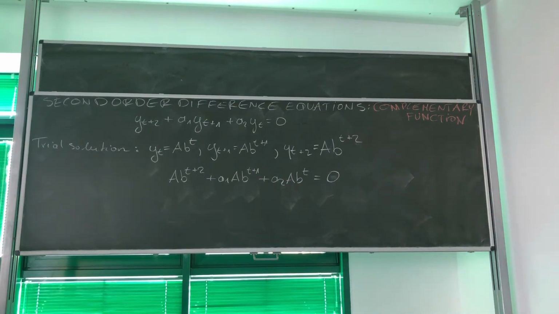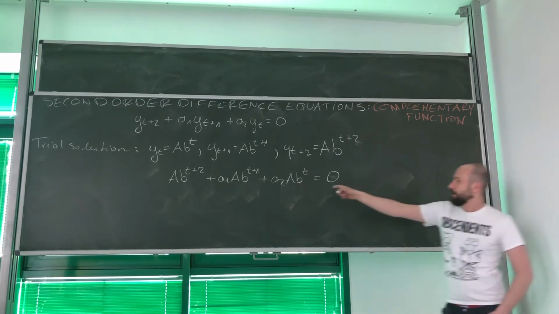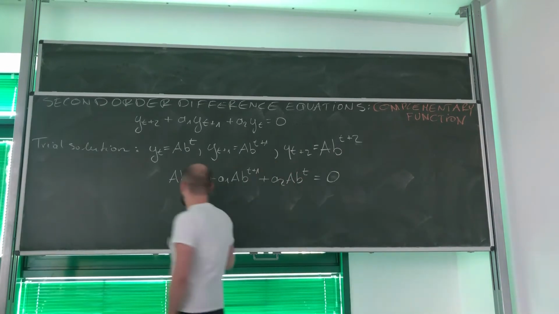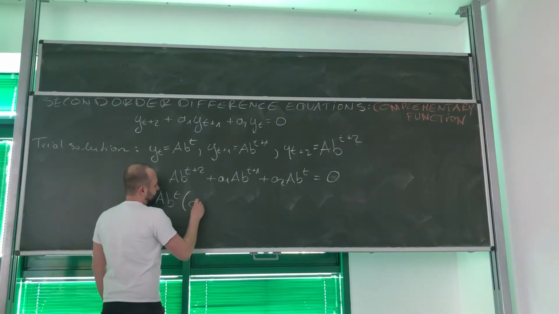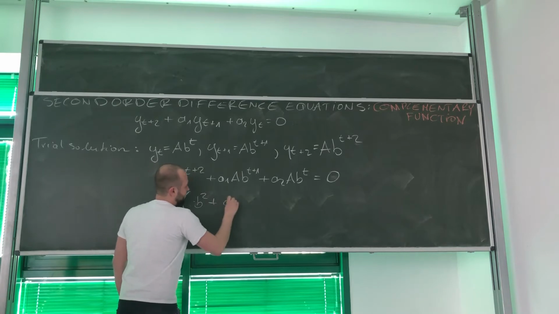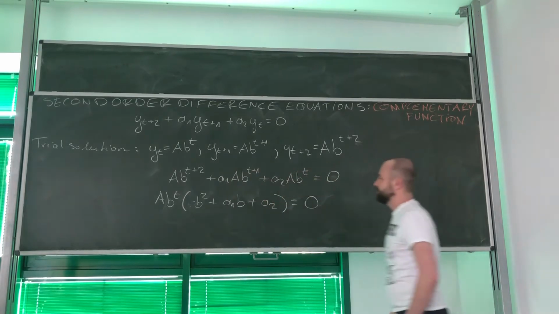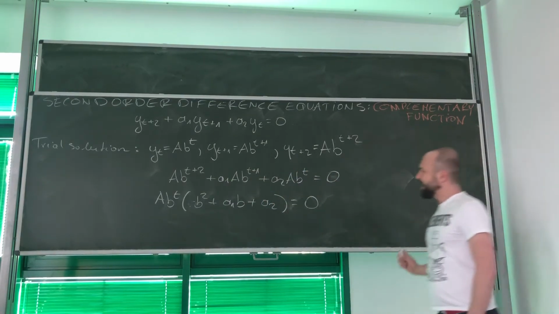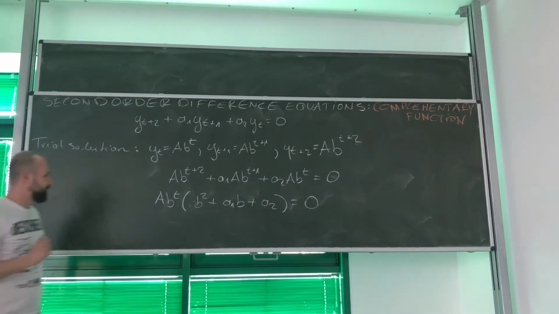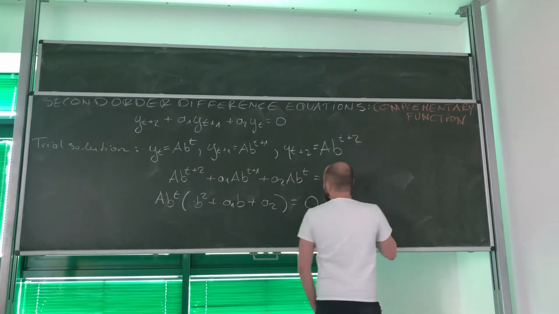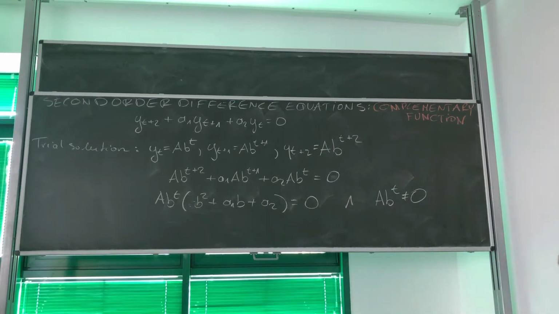Look, we clearly see that we can take the common part out. Definitely a. However, we can also take b^t. And then we've got ab^t times b squared plus a1 b plus a2 equals 0. Right? Again, this is the very same trick we used in the context of differential equations. And look, again, we know that ab^t can never be 0.